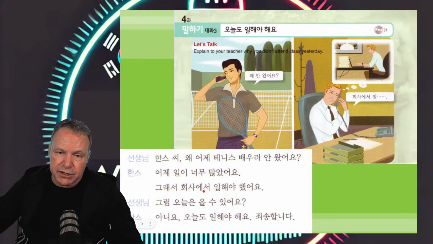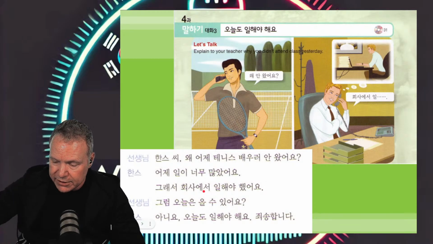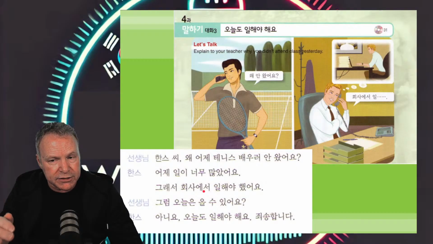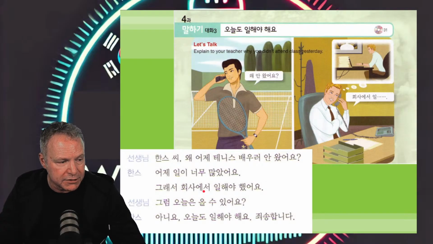I also want you to note the 에서 right there. So remember, 에서 is used when you're either coming from a place or you're talking about an action taking place somewhere. So because he's talking about working at work, he's having to use 에서 because that working action is taking place there.